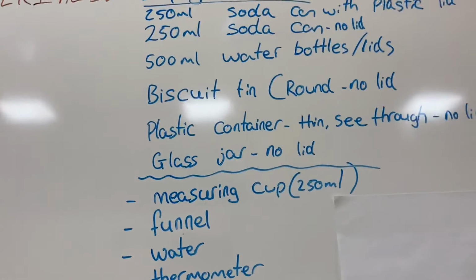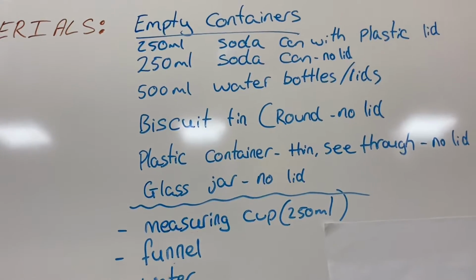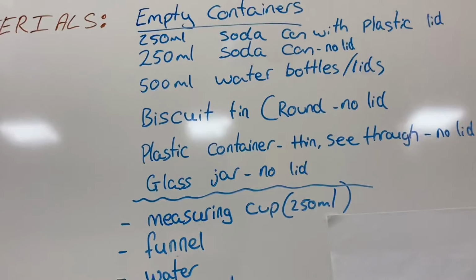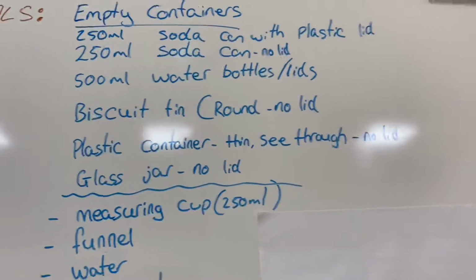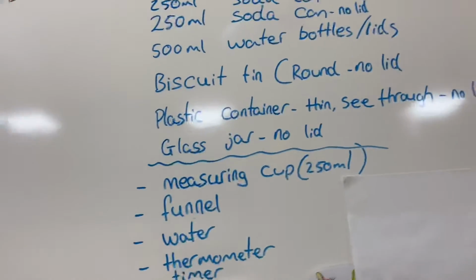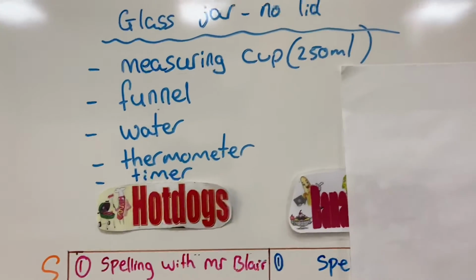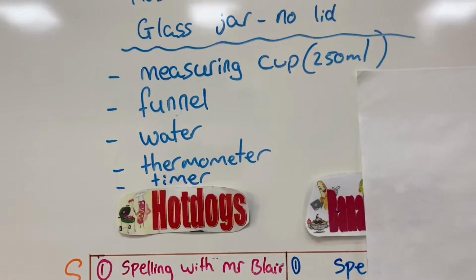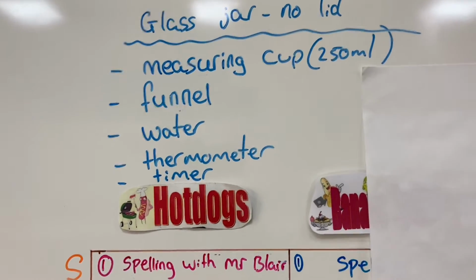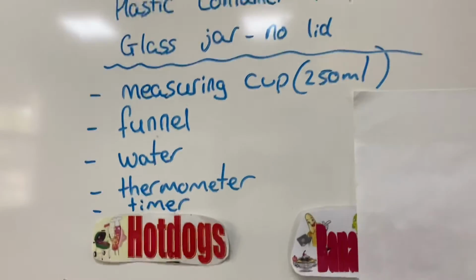I should probably also mention what material it was made from. The water bottles wouldn't be made from metal. Biscuit tins would be metal. A plastic container, which was thin, see-through, no lid, and a glass jar with no lid. And I also needed a measuring cup to measure 250 mils, a funnel so it'd go in and I'd not spill any drops, the water, a thermometer to measure the temperature, and a timer, so it'd be accurate how long it is.